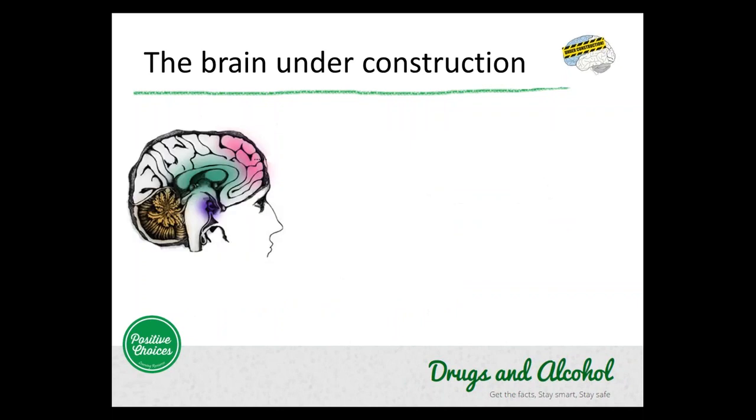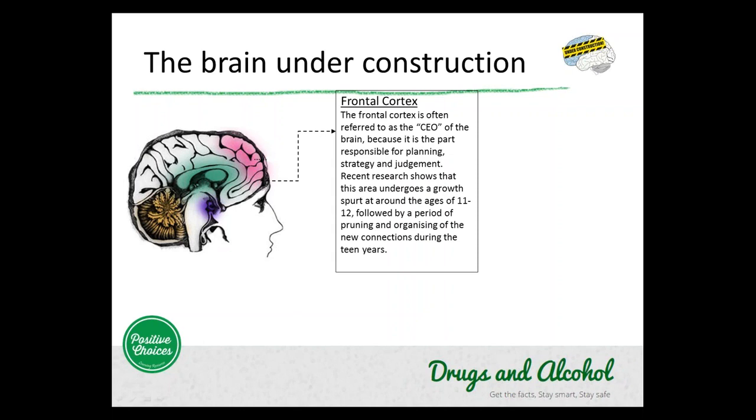So what we're going to look at here are just some of the areas in the adolescent brain that are under the heaviest construction. Generally the brain develops from the back to the front, so it's the frontal areas of the brain that are the last to develop. This is the area of the brain that's responsible for rational thought, for planning and decision making. So here we've got your frontal cortex, your lobes, the bit in pink there. And that frontal cortex is often referred to as the CEO of the brain because it's the part of the brain that's responsible for planning, strategy and judgment.